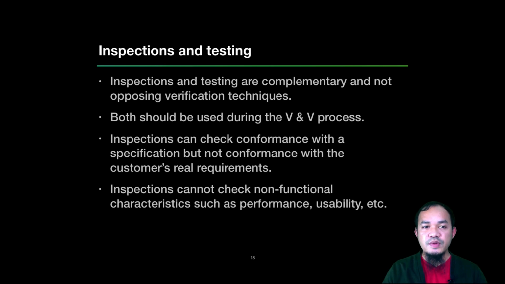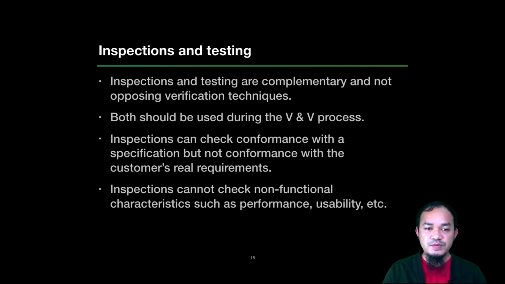Inspection and testing are complementary, meaning working together, not opposing verification techniques. Both should be used during the V&V process. So if we want to do testing, we can do inspection first and then testing, or do testing and then inspection. Most inspection is done by human beings. Testing can also be done by human beings, but it can be automated, whereas inspection is manual because it is static.